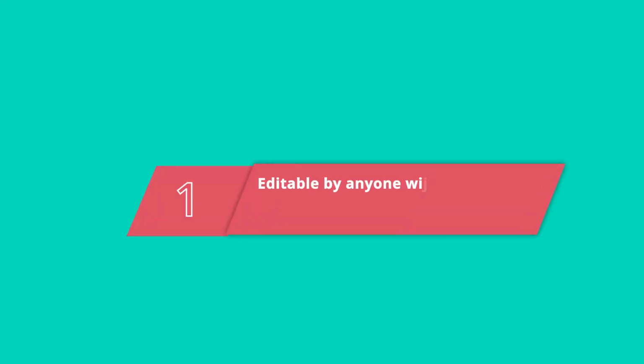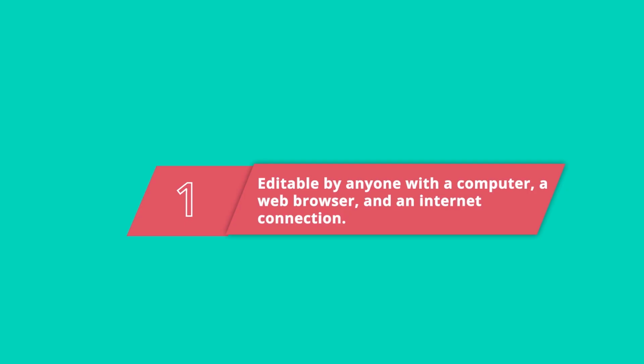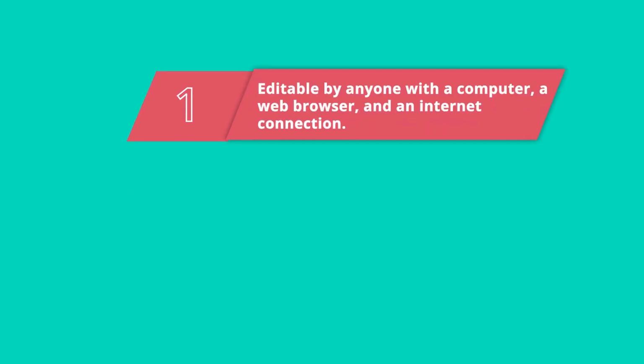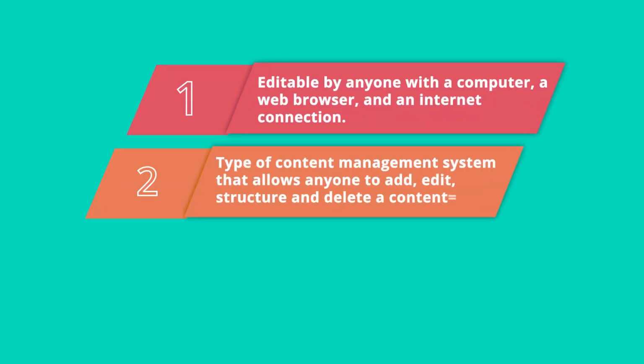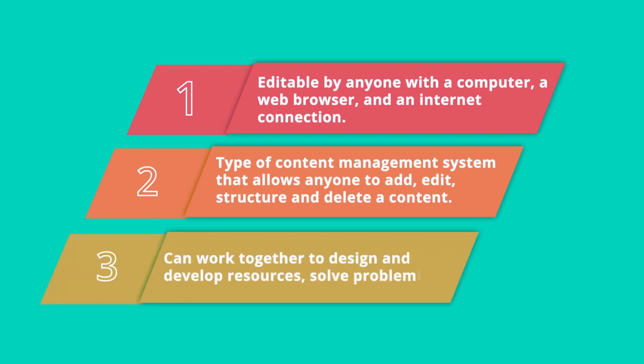A Wiki is a website that is generally editable by anyone who has a computer, a web browser and an internet connection. Wiki is a type of content management system that allows a community of people to add, edit, structure and delete content which is held at a central location. Group members can work together to design and develop resources, solve problems and thus march forward together.